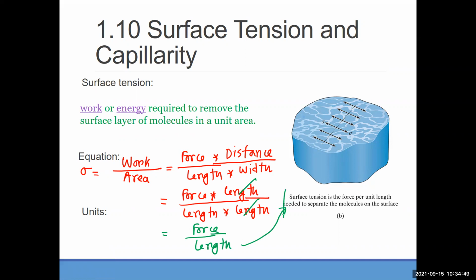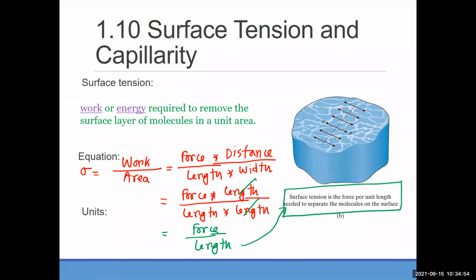And that is the definition you will see in your book, that surface tension is the force per unit length needed to separate the molecules on the surface. So basically it's the same definition. We started from work or energy and then we end up with force needed to separate the molecules on the surface per unit length. Okay.